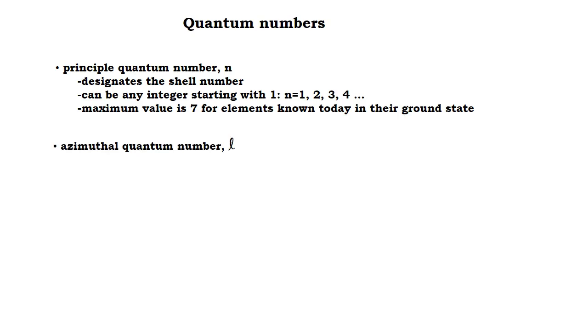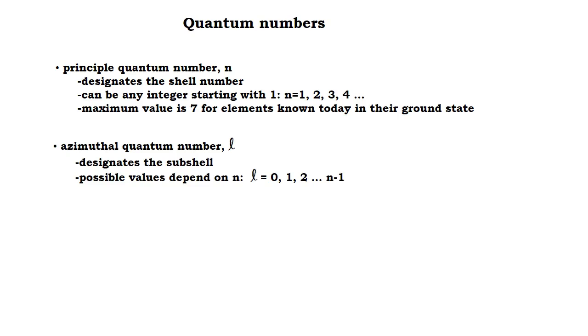The second quantum number is the lowercase l, and it is the azimuthal quantum number. This designates the subshell, and they're just set integers associated with each subshell. The possible values will depend on the value for n, and so l could be any value starting at 0, increasing by integers 0, 1, 2, and it goes up to n minus 1. Therefore, if n is 4, the maximum value for l would be 3.